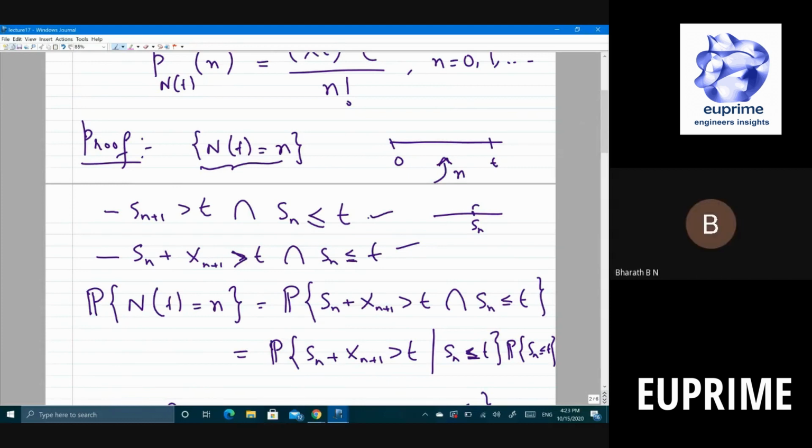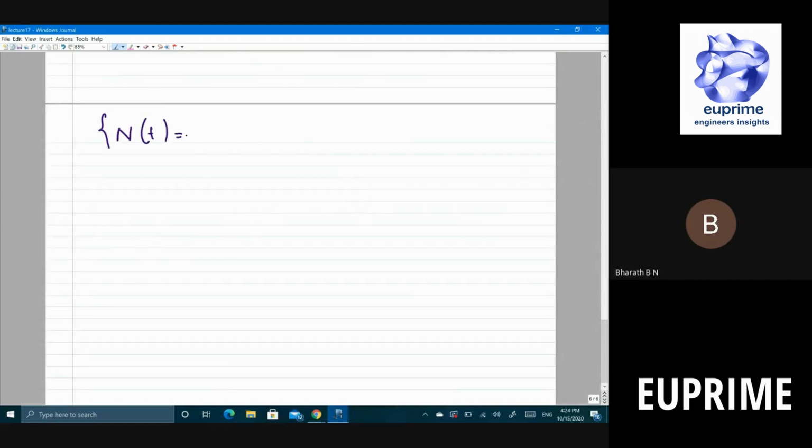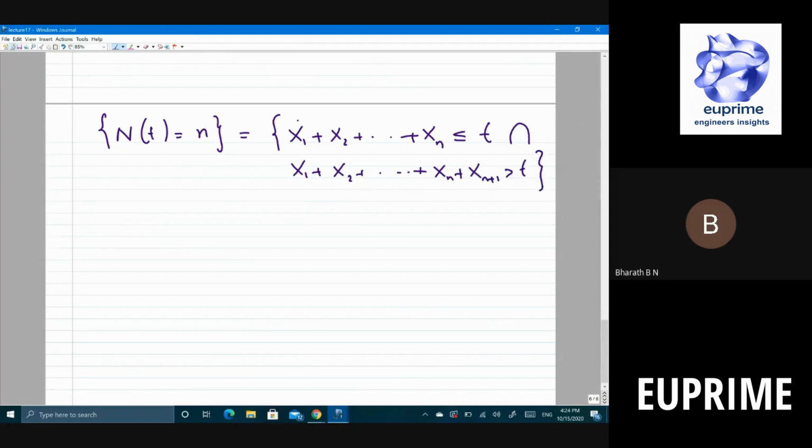Hello, sir. Yes. Sir, the event N of t equal to small n, can you not write it in terms of the x's, like interval times? So you can do it like this, right? Okay, let me try that also. If that doesn't work, then we'll stick to the book. So N of t equal to n is, I can write this as x1 plus x2 plus etc. plus xn is less than or equal to t, and x1 plus x2 plus etc. plus xn plus x n plus 1 is greater than t, right? So this essentially boils down to the same thing.